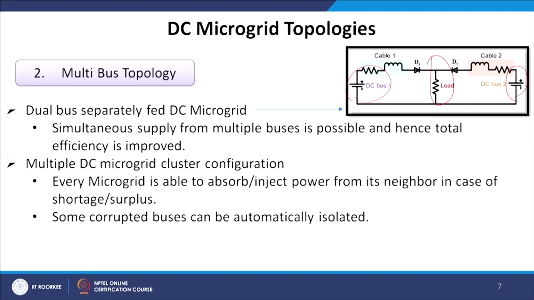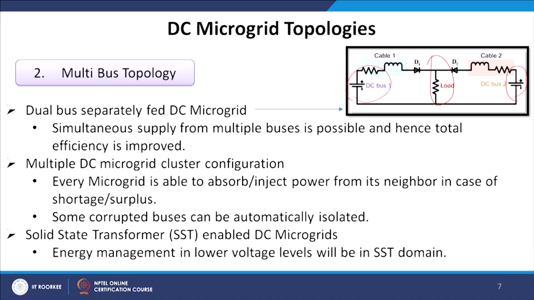Multiple DC microgrid cluster configuration, every microgrid is able to absorb or inject power from its neighbor in case of shortage or surplus. Some corrupted buses can be automatically isolated. Now, solid state transformers, that is SST, enable DC microgrids. Energy management in lower voltage level will be in SST domain.